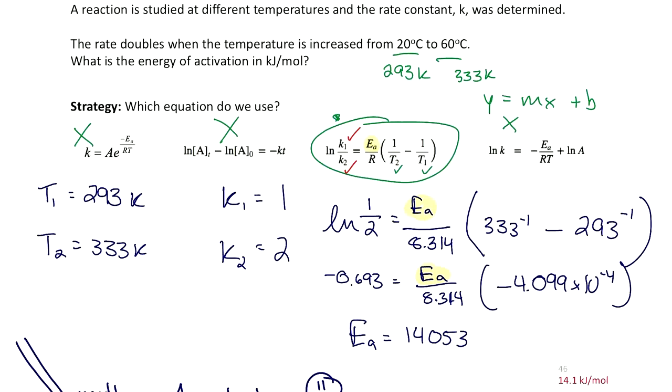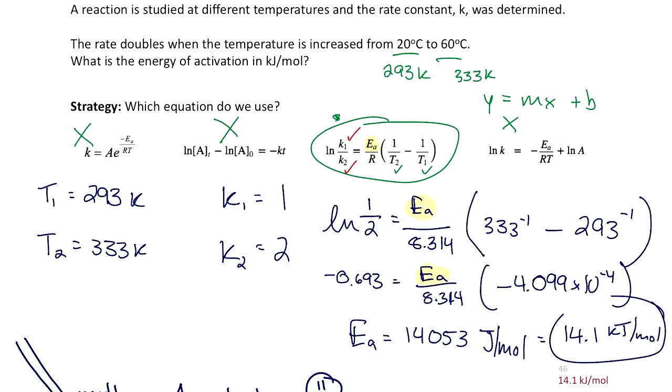Okay, so what unit does that have? Yeah, it's just joules. Joules, because R has the unit joule per mole Kelvin. So that means activation energy is in the unit of, it's actually in joules per mole. All right, but that's a really big number, so it's probably best to report that in a kilojoule amount. So yeah, 14.1 kilojoules per mole is our activation energy.